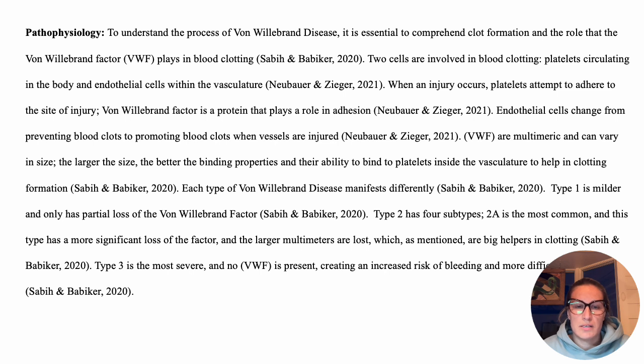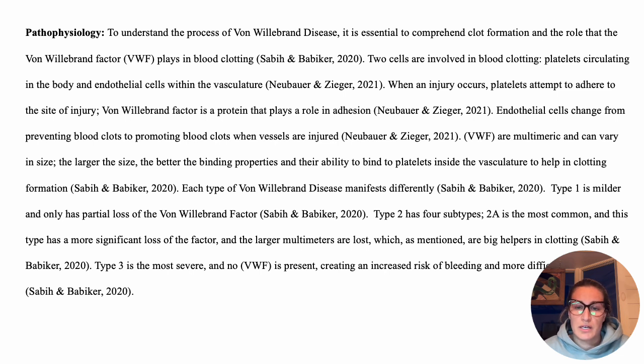To understand the process of von Willebrand disease, it is essential to comprehend clot formation and the role that the von Willebrand factor plays in blood clotting. 2 cells are involved in blood clotting: platelets circulating in the body and endothelial cells within the vasculature. When an injury occurs, platelets attempt to adhere to the site of injury. Von Willebrand factor is a protein that plays a role in adhesion. Endothelial cells change from preventing clots to promoting blood clots when vessels are injured.